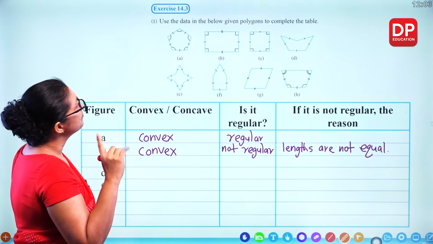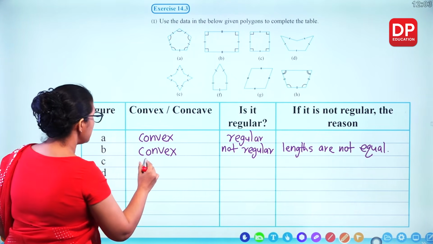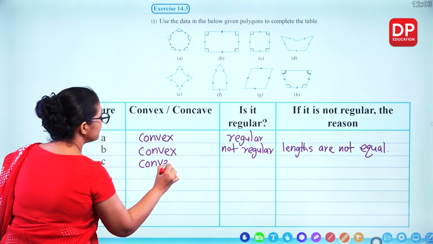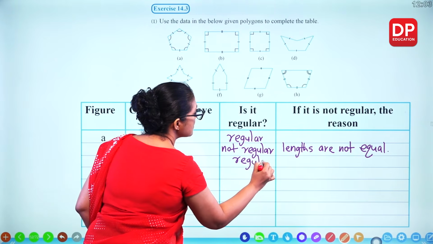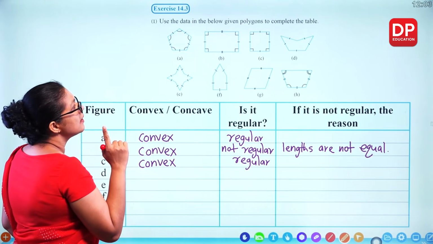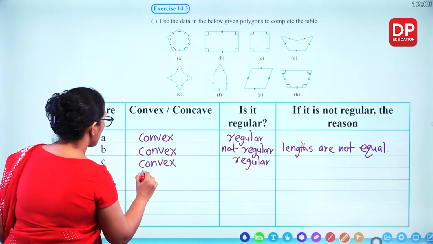C, all lengths, all angles are equal. All angles 90, that's convex. So that's regular, all sides and angles equal. The other one, you get a reflex angle. So concave.